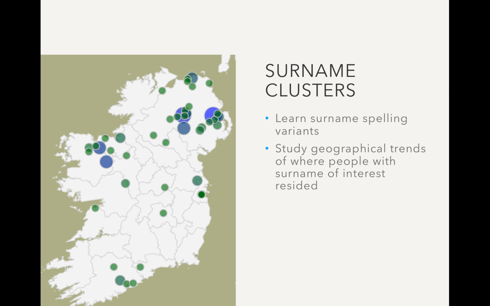The other piece of surname clusters that's important is to really study the geographical trends of where people with a certain surname resided, because they often resided together or close by, and you can watch those trends change over time. So if you look at a surname in, let's say, 1865, look at that same surname in 1800, and then look at it again in 1900, and understand how that surname moved around the island over the course of 100 years or 200 years. So you really get an understanding of their migration patterns as well as a surname population.